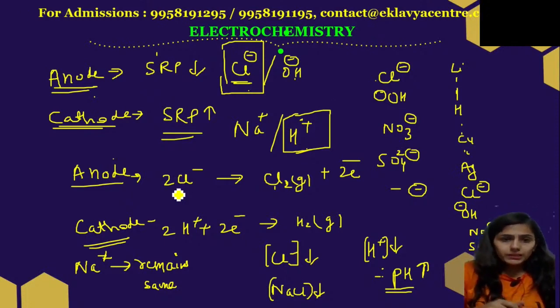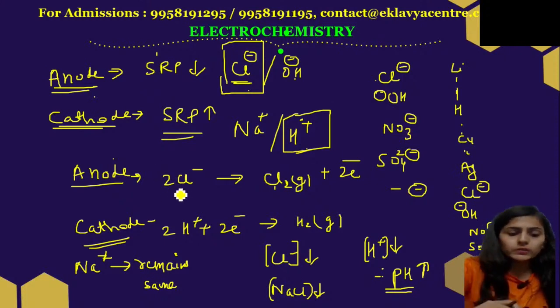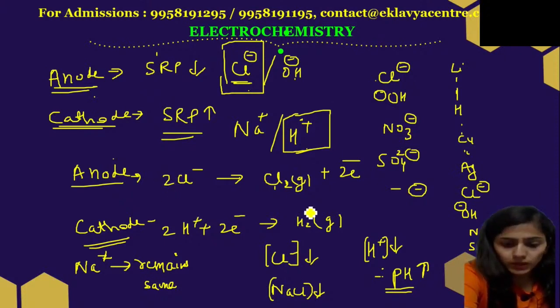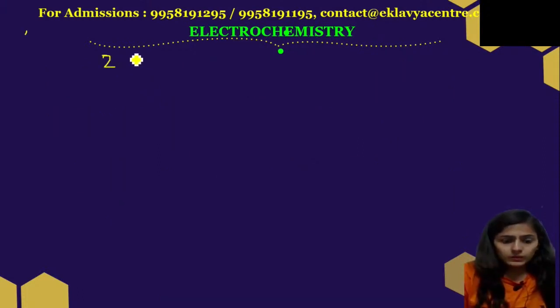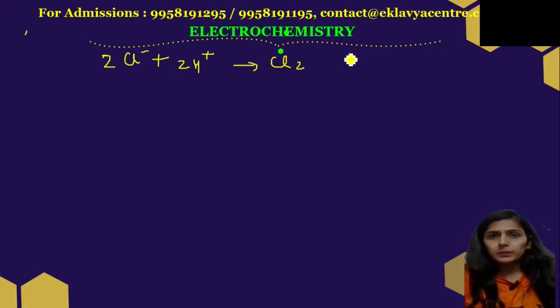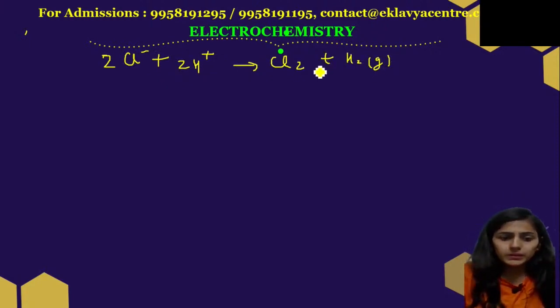Now if we try to write the net reaction, it will be twice of Cl negative plus twice of H plus gives you Cl2 plus H2 gas, right beta?